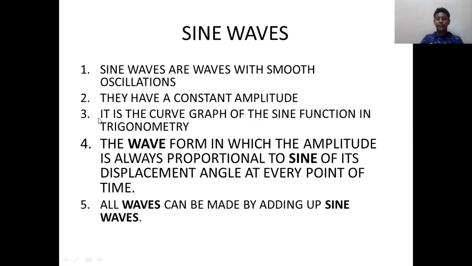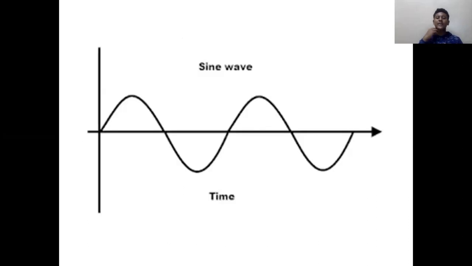Let's look at an example or a diagram of a sine wave to have a better understanding of this topic. As you can see, this is a sine wave with a very constant amplitude, and it starts at point 0 on a positive quadrant, and it's with respect to time. That is the sine wave. Now let's see what cosine waves are.